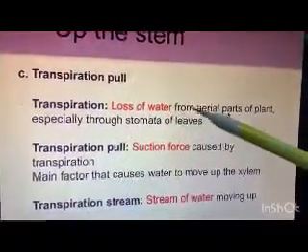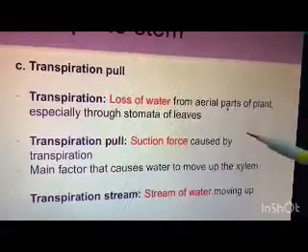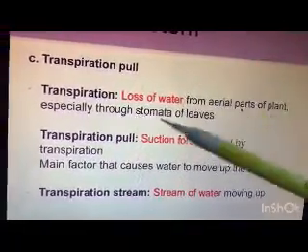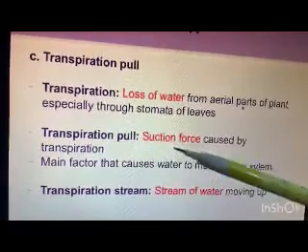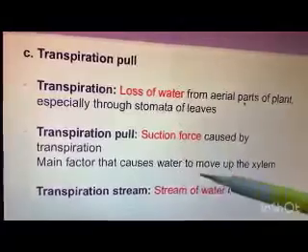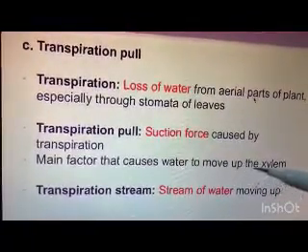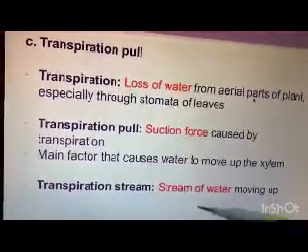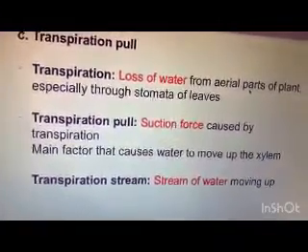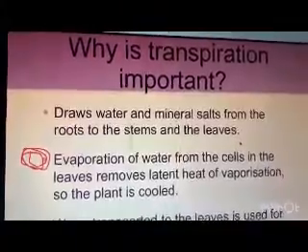Transpiration is the loss of water from aerial parts of the plant, especially through stomata of the leaves. And what's the transpiration pull? Suction force caused by transpiration, the main factor that causes water to move up the xylem. Now what's the transpiration stream? Stream of water moving up. Now why is transpiration important?